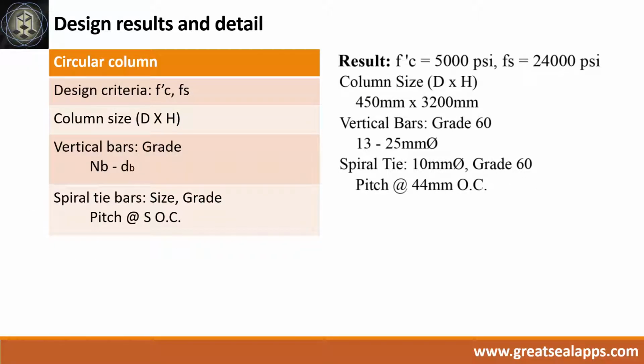Design results in metric are as follows: Fc prime equals 5000 psi, Fs equals 24,000 psi, column size is 450 mm by 3200 mm, vertical bars of grade 60, 13 pieces 25 mm bar, spiral tie 10 mm bar at grade 60, pitch at 44 mm on center.